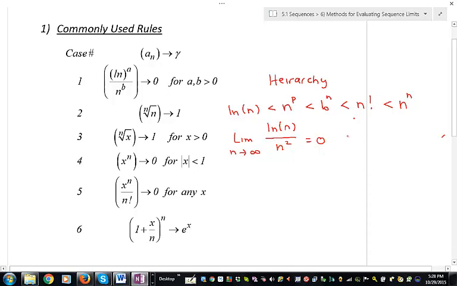Okay, why? Because the natural log of n does not grow as fast as n to the p power. And of course, there are some qualifications here. You should recognize that p is greater than 0, and also in the exponents, b is greater than 0 too. Okay? But if you know this hierarchy, it's very useful in general. It will definitely help you remember a couple of these rules.